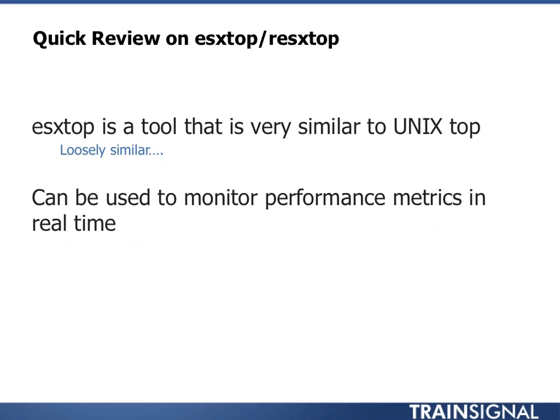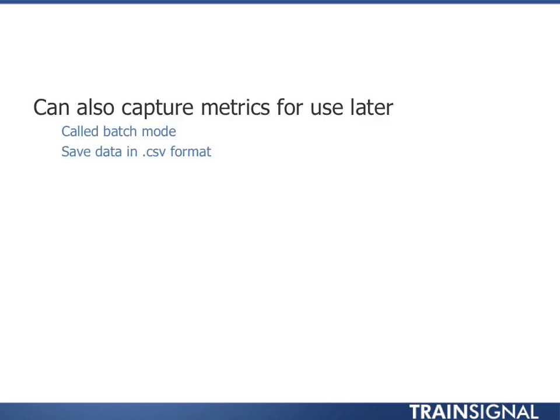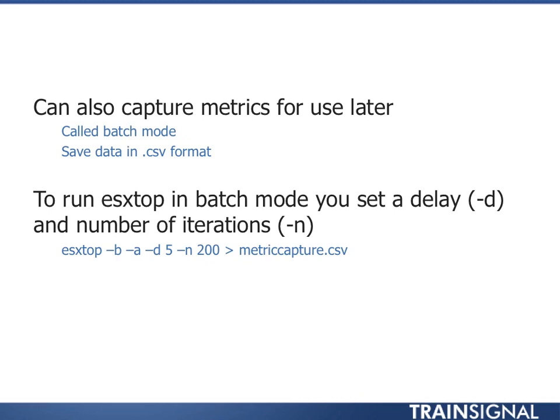If you're seeing a problem, you can kind of monitor things like latency or errors or usage or utilization and see what's going on. You also have the option to run it in batch mode, save the data in CSV format, and then pull it into another tool. That's handy if you want to catch it over a length of time and then go back and review your findings. So to do that again, you'll use a delay, which says how often. So like a delay of -D5 there, we'll say every 5 seconds. Iterations are the number of times, so it's 5 seconds times 200. So you'll be doing this for 1,000 seconds, and then we're outputting it into that metric capture.csv file.